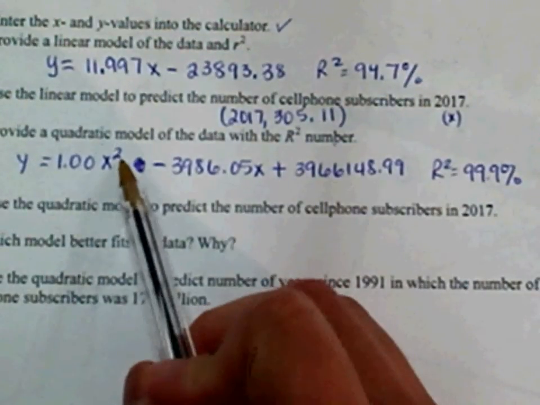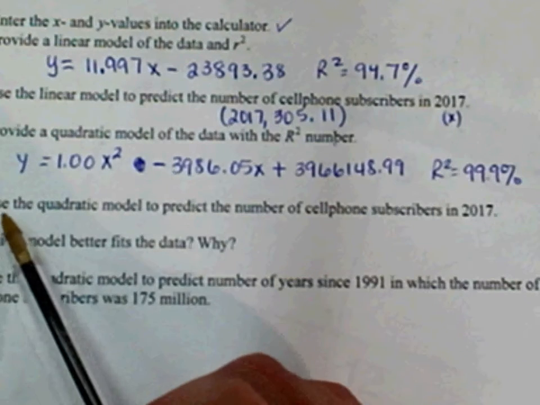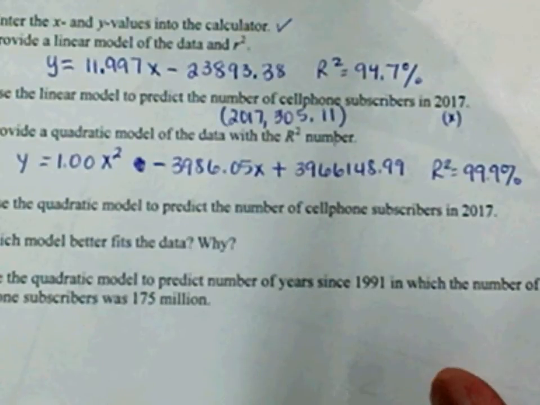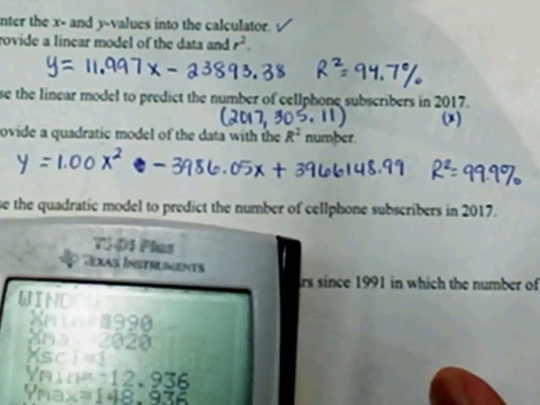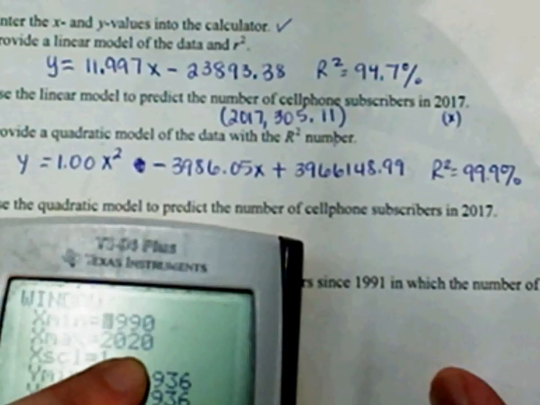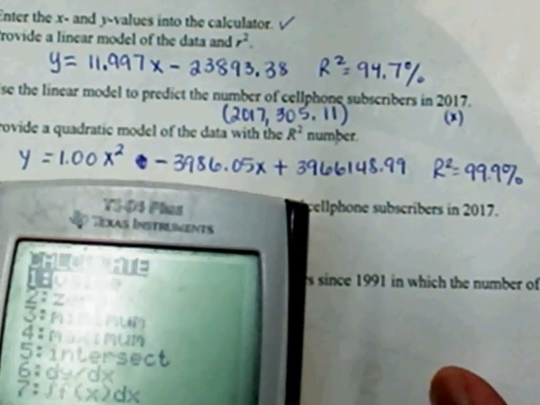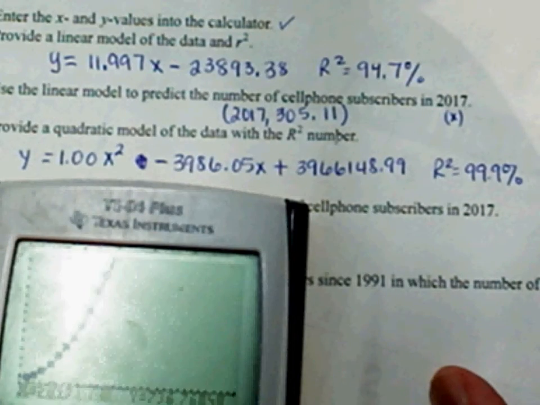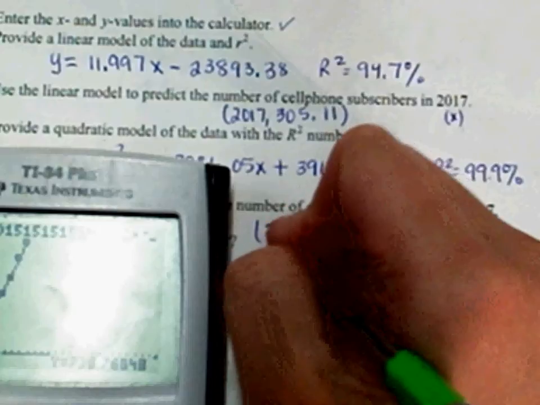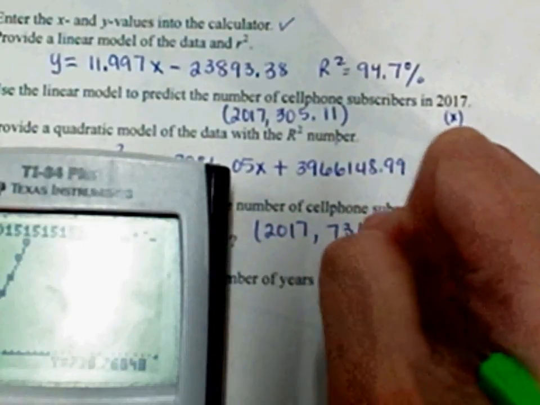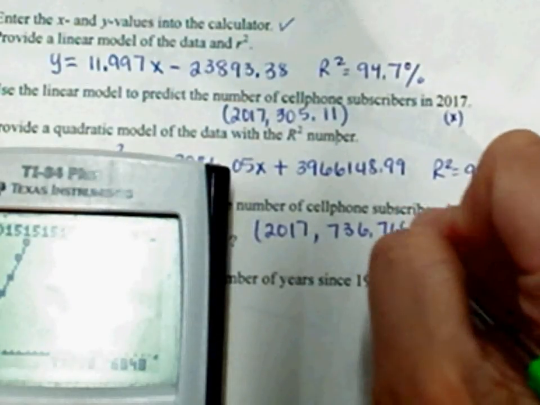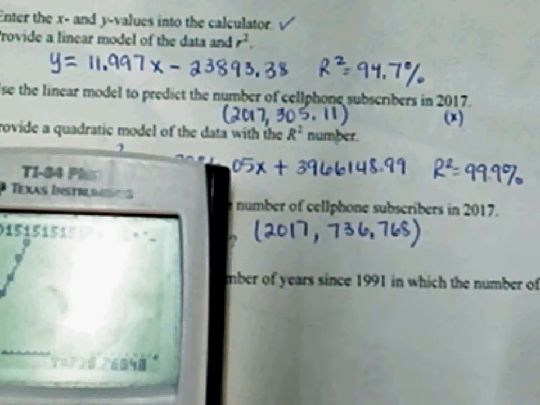All right, part E says, use the quadratic model to predict the number of cell phone subscribers in 2017. Well, before you do that, check your window. See how it says still 2020? So you can just use your second calc, hit value. Oh, look at this one. This one hits almost every point. It's more quadratic than it is linear. And I'm going to put 2017. In 2017, there were 736,768,000 subscribers. Okay? That's a point.